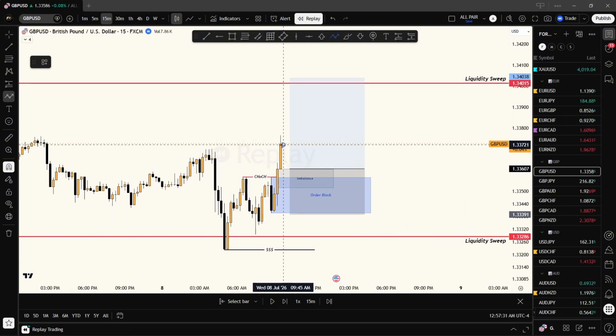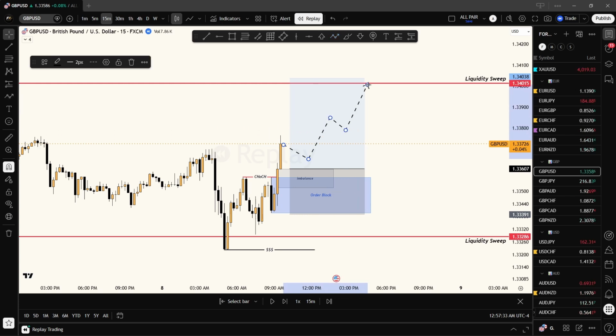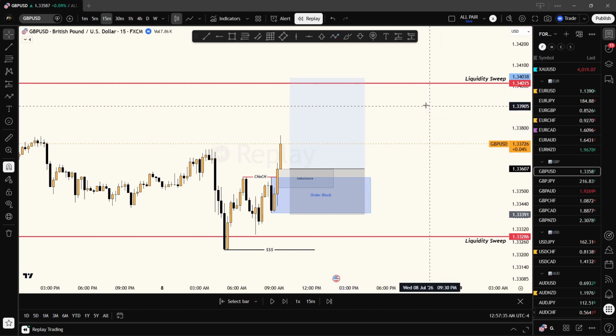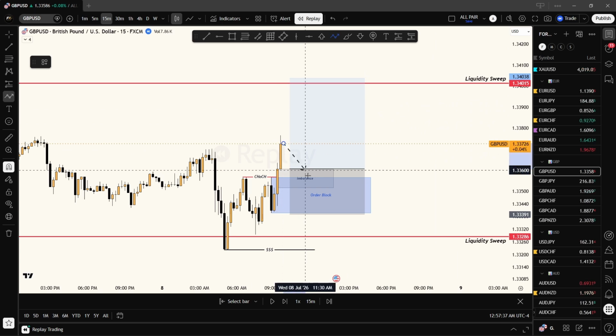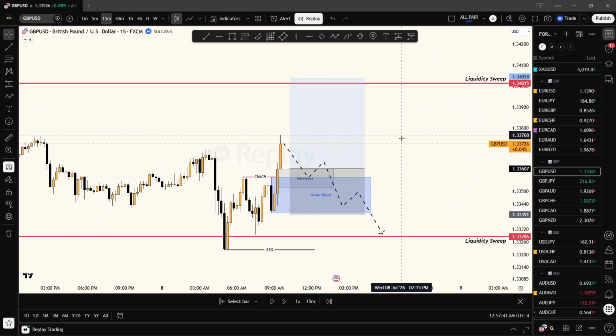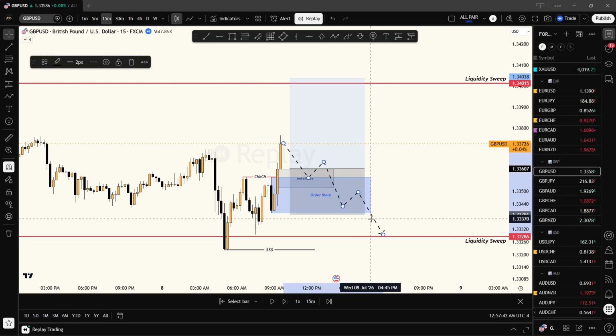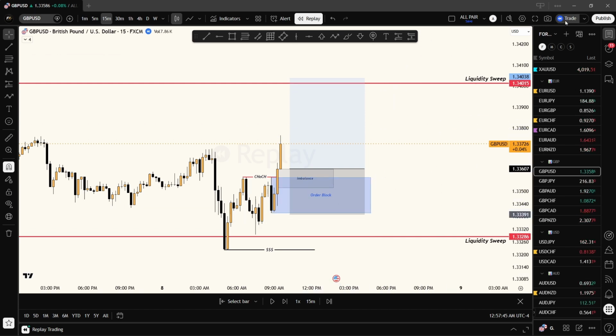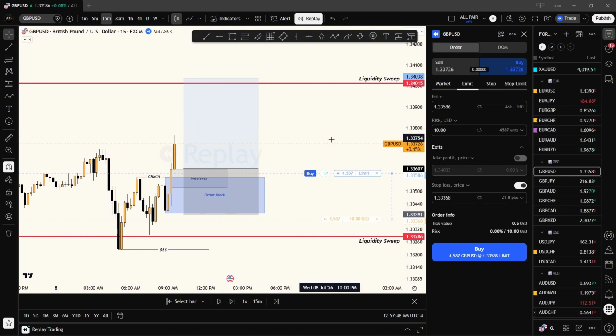Now once our order is in place, there are only two possible outcomes. Either price reacts from this zone and moves toward our take profit target, or the setup fails, our stop loss gets hit, and the market continues moving lower. That's why having a predefined stop loss is just as important as having a take profit target.